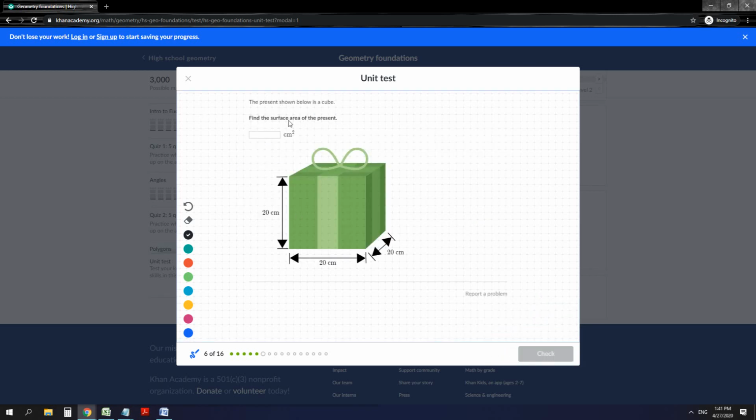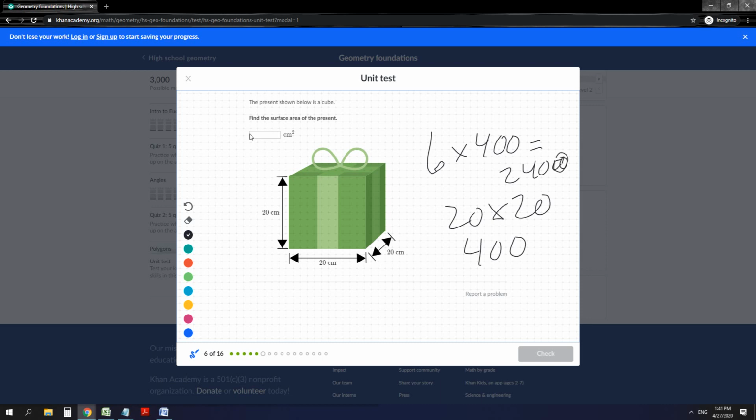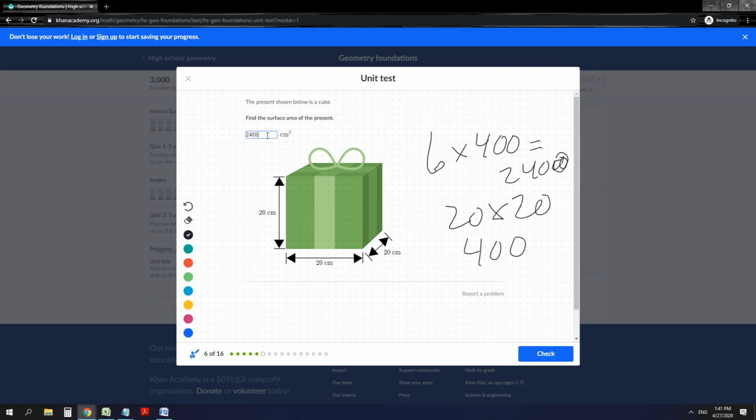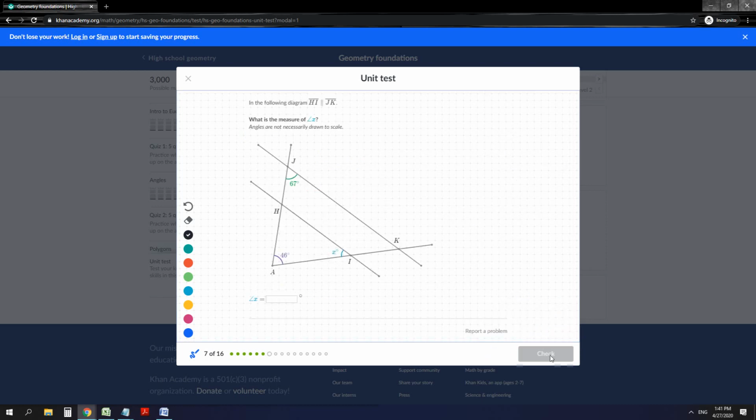The prism shown below is a cube. Find the surface area of the prism. The surface area is the area of all of the sides of this cube. Well, a cube has 6 sides, and if we just figure out one side, one side's just going to be 20 times 20, length times width. So that's 400. And there's 6 of those sides. So we're going to get 2400, right? And then we're just going to check that, and then we're going to keep going.